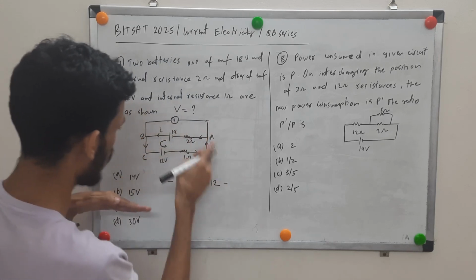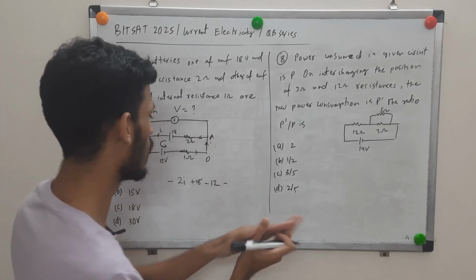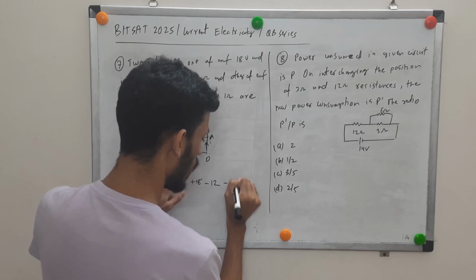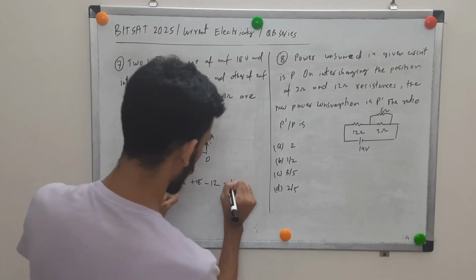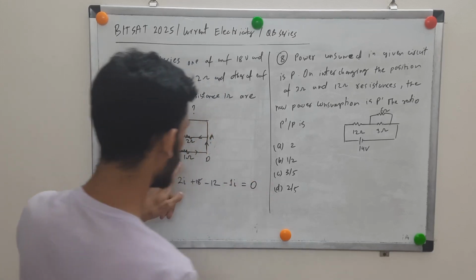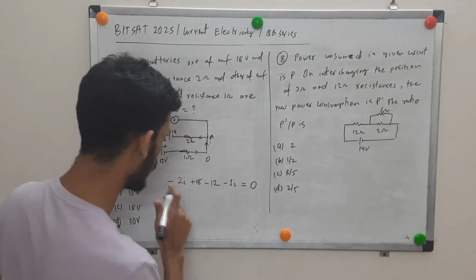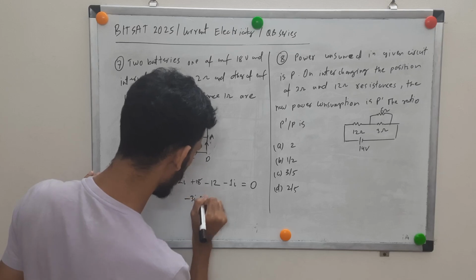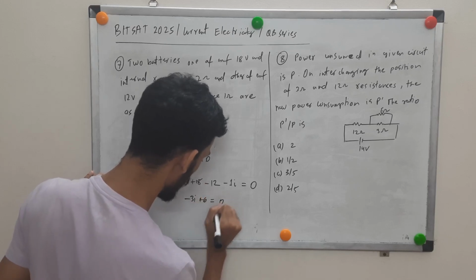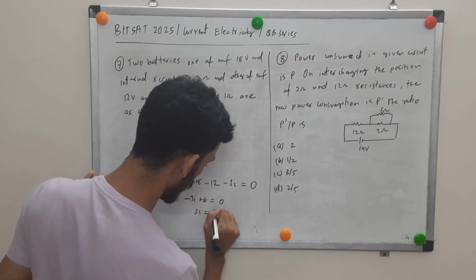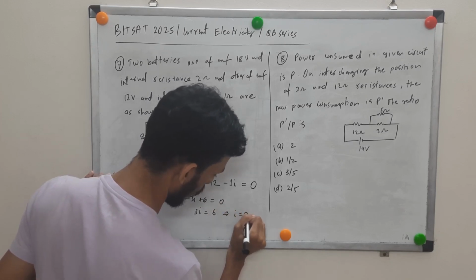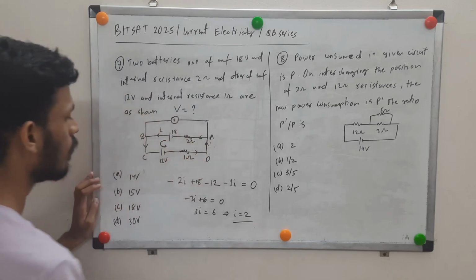Current is also going with us, right? Current has this direction. We are also going in the direction of current. So R times I, that is the potential drop. Okay, so this is equal to 0. That will give you the current, right? This will be minus 3I, this will be plus 6, is equal to 0. So 3I is equal to 6, I is equal to 2. Simple solving of a linear equation.